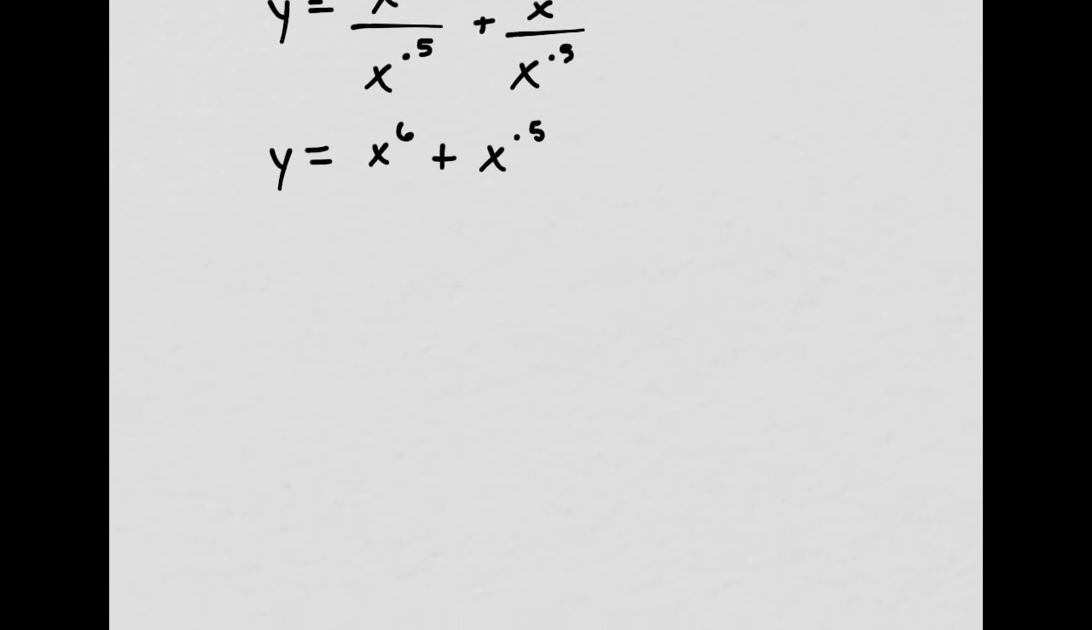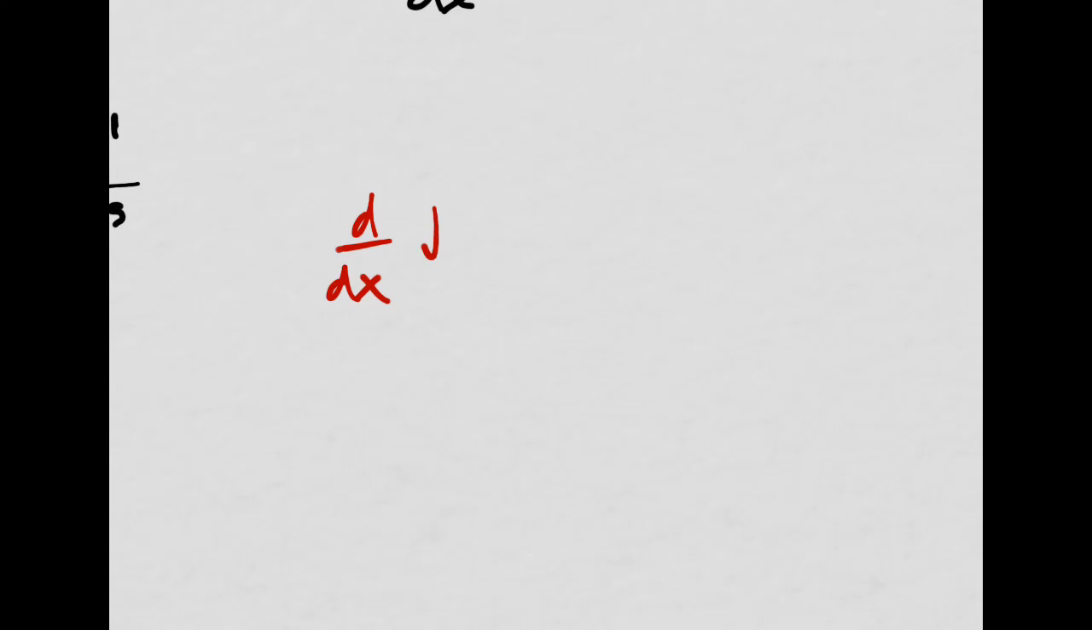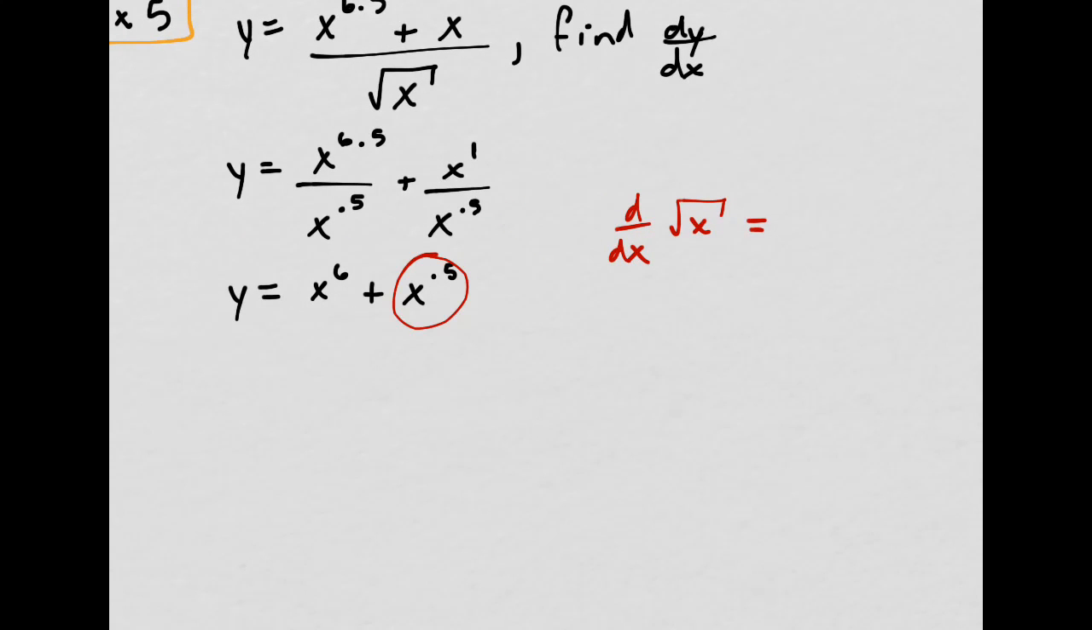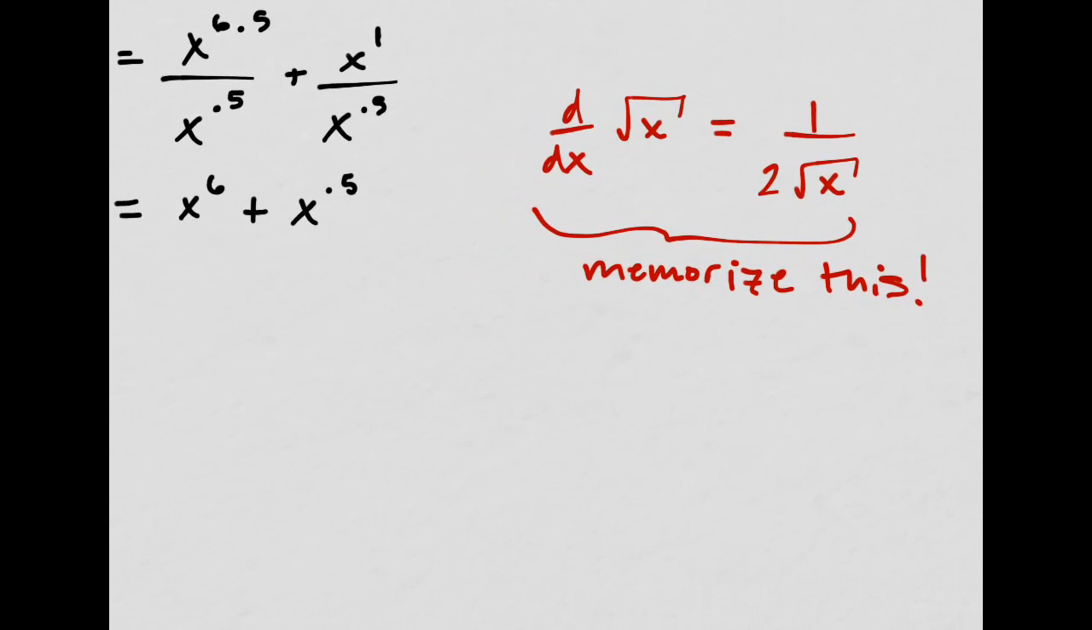But first, I want to show you something. This is actually a shortcut to memorize. The derivative with respect to x of the square root of x is something to memorize. I'll show you the proof of it in a moment. It becomes a whole lot faster and makes things a lot easier if you just memorize that. Otherwise, you'll have to do the power rule every time.